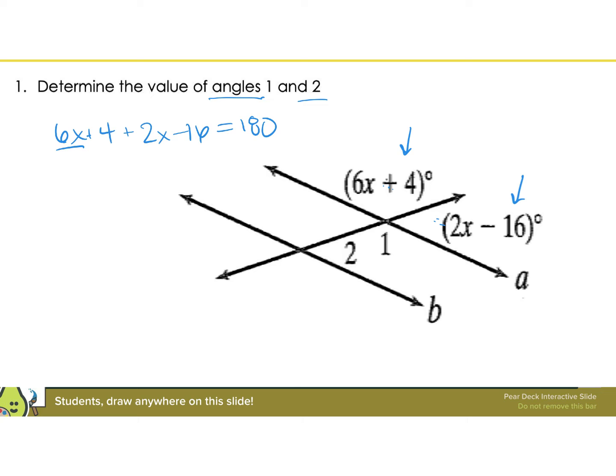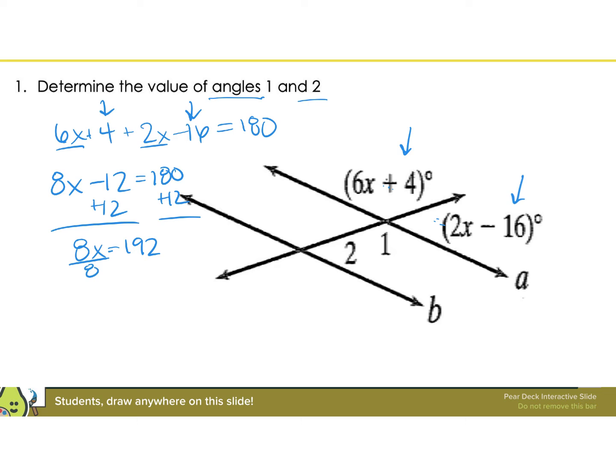I'm going to combine my like terms and get 8x. I'm going to combine my constants, and I get negative 12. Two-step equation, I need to get rid of this 12 by doing the opposite. So I have 8x equals 192. I'm going to isolate the variable by dividing. What do we get? 8 goes into 19 twice with 3 left over, so x is 24.